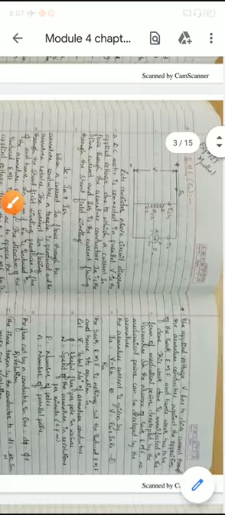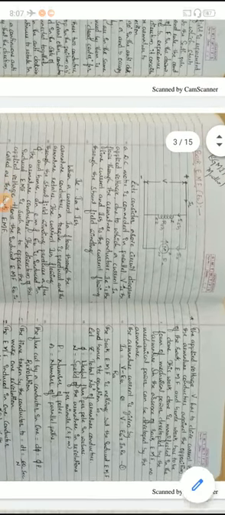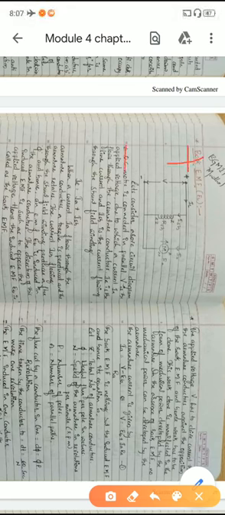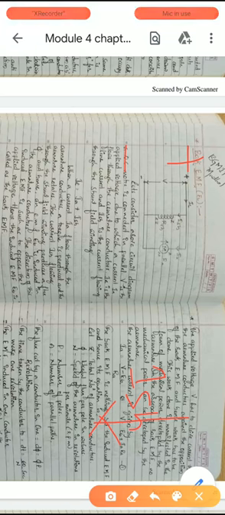Now we will apply KVL for this loop, right? Here this is the polarity of the voltage. Next, current ISH is flowing from upwards to downwards. As already told in DC circuits, current always flows from higher potential to lower potential. If current is flowing from top to bottom, this is the higher potential and this is the lower potential, right? So always current will be flowing from higher potential to lower potential.